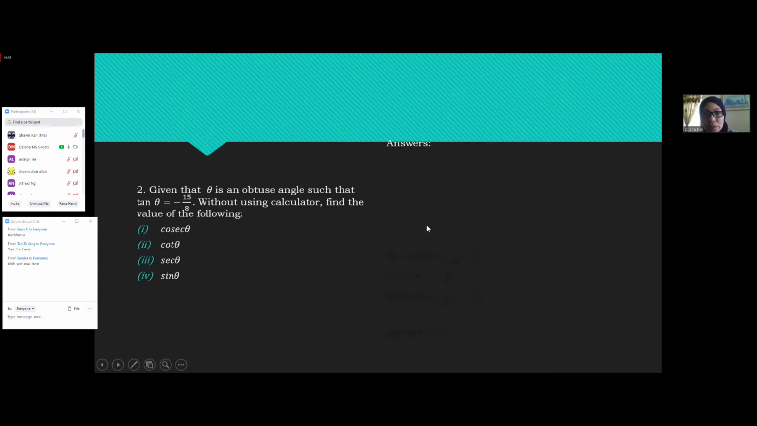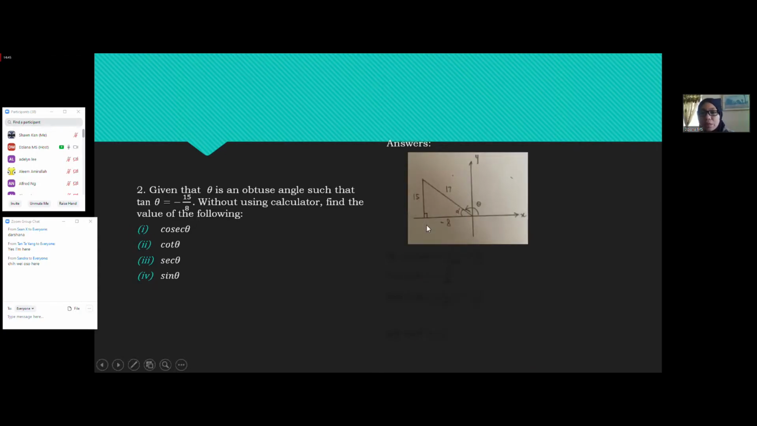Okay, this is my diagram. That should be your reference angle, in the second quadrant. Tangent is 15 over 8, opposite over adjacent. From this, it is the Pythagoras theorem again. So I know my hypotenuse is 17. Understand? Now from this triangle, I think you have no problem finding cosecant.